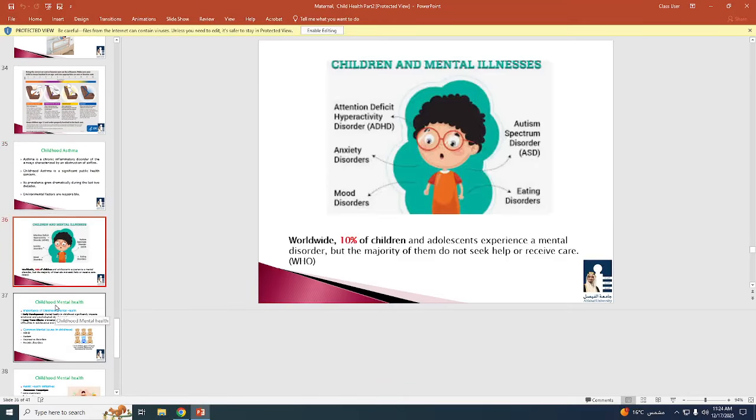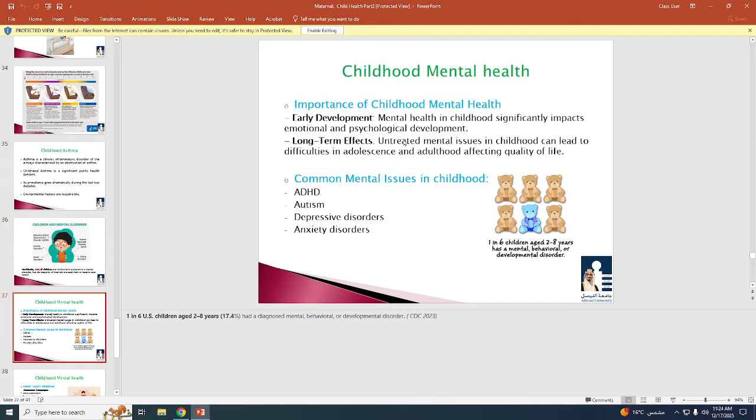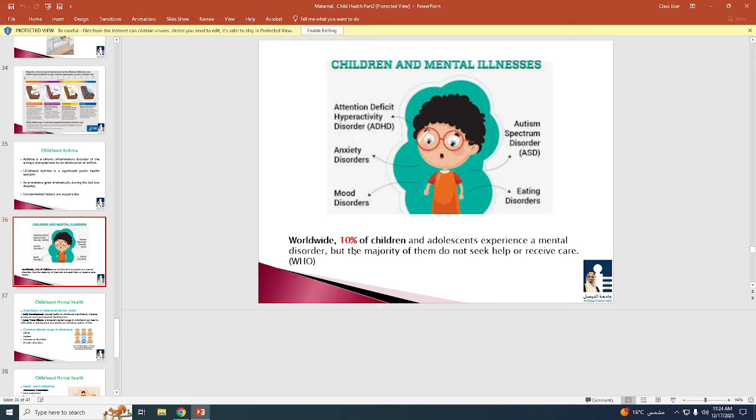Okay, this is important. 10% of children and adolescents experience mental disorders globally, based on WHO. Okay, the importance, what are the common mental issues in childhood? No need to know about 1 out of 6. I just need you to know only the 10% of children.